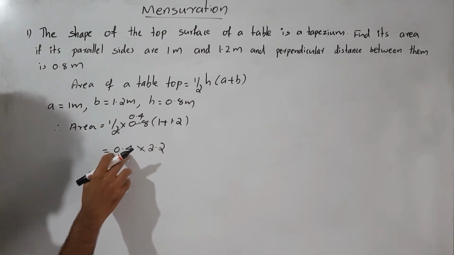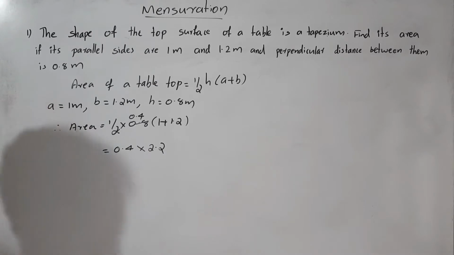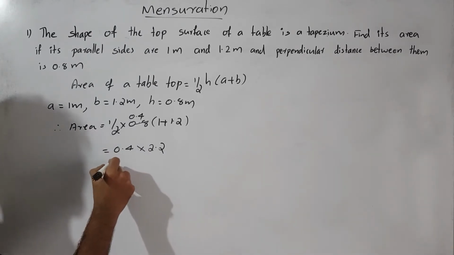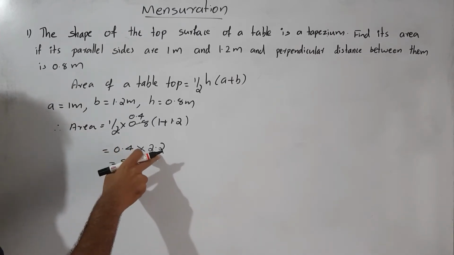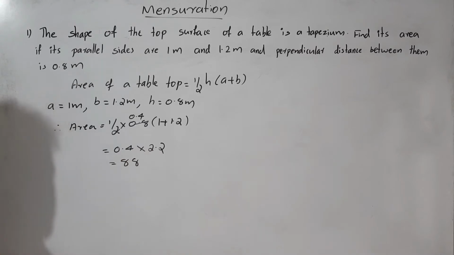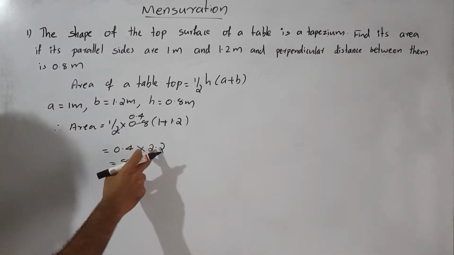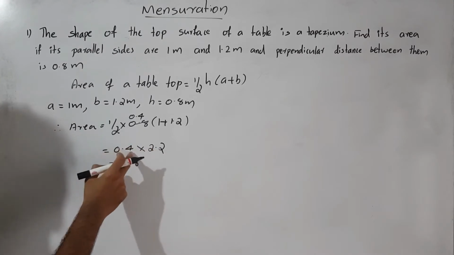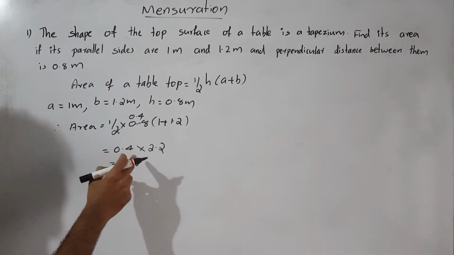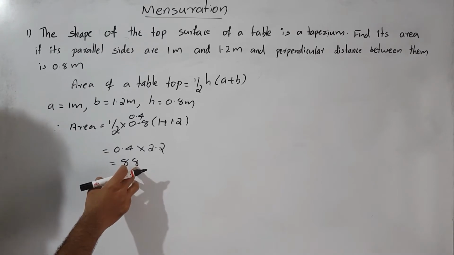Then we multiply 4 and 22, correct? What is 4 times 22? Yes, 88. Then in this answer we need to put the decimal point after 2 digits, correct? Here the decimal point is after 1 digit, and here the decimal point is after 1 digit, so in total 2 digits. So in this answer we put the decimal point after 2 digits.